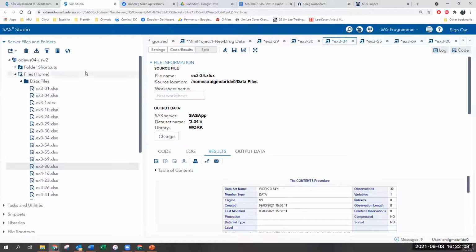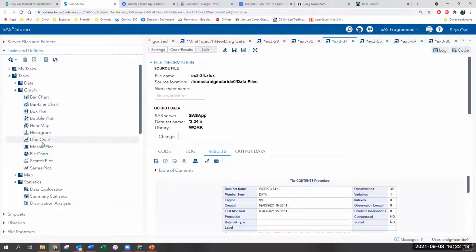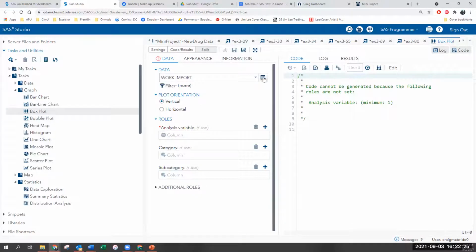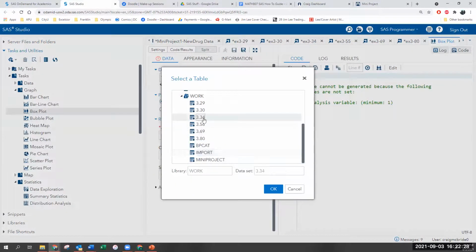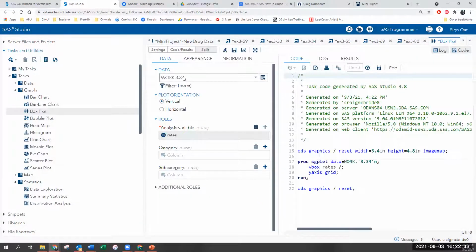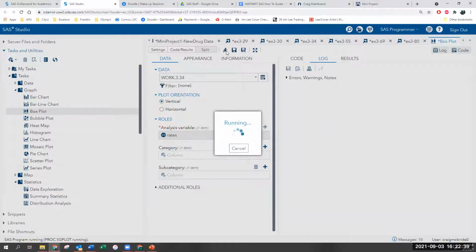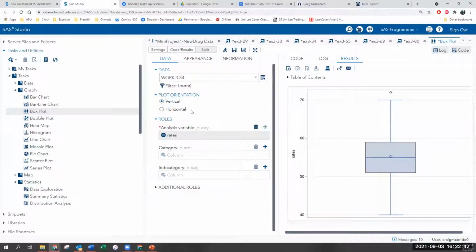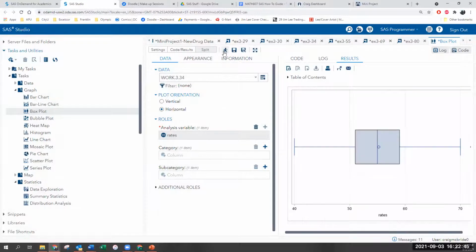Okay, so 3.34, right? We want to make a box plot and then a stem and leaf plot. So in order to do the stem and leaf plot in SAS, you have to use the code because it won't make them otherwise. It's the only way to get it to do it. So let's load our data. We've got 3.34. Add our analysis variable, which of course is just rates. And then if we run this, we get our lovely little box plot, which is the other part of it. And you can make it horizontal if you want. I always make mine horizontal. Okay, so that's the box plot part.